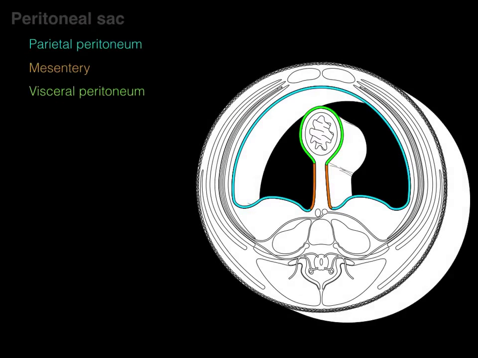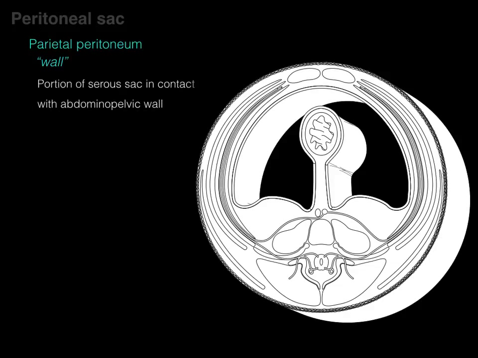Okay, so now let's talk about this peritoneal sac that has the following three components: parietal peritoneum, mesentery, and visceral peritoneum. So the parietal peritoneum, and the word parietal means wall. It's the part of the peritoneal sac that lines the wall, and it's in contact with the abdominal pelvic wall there in blue, and it's going to be innervated by somatic.